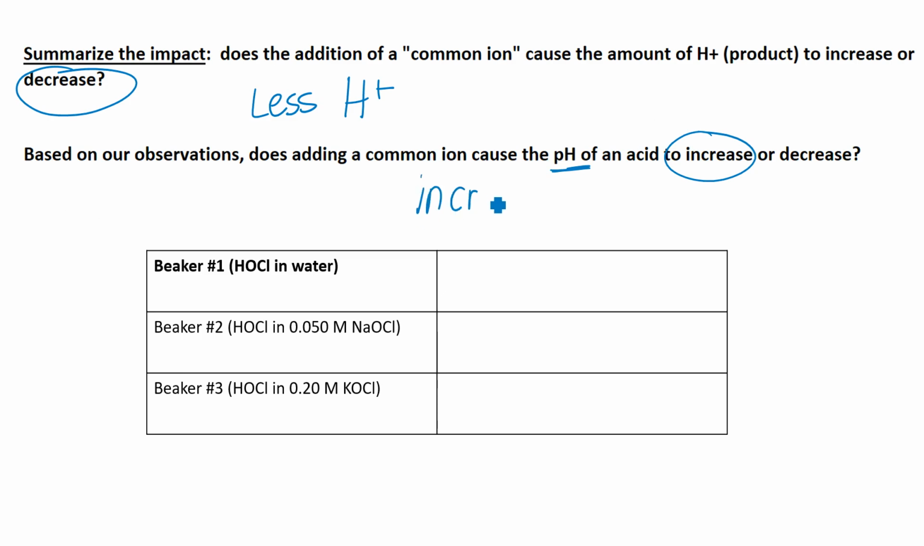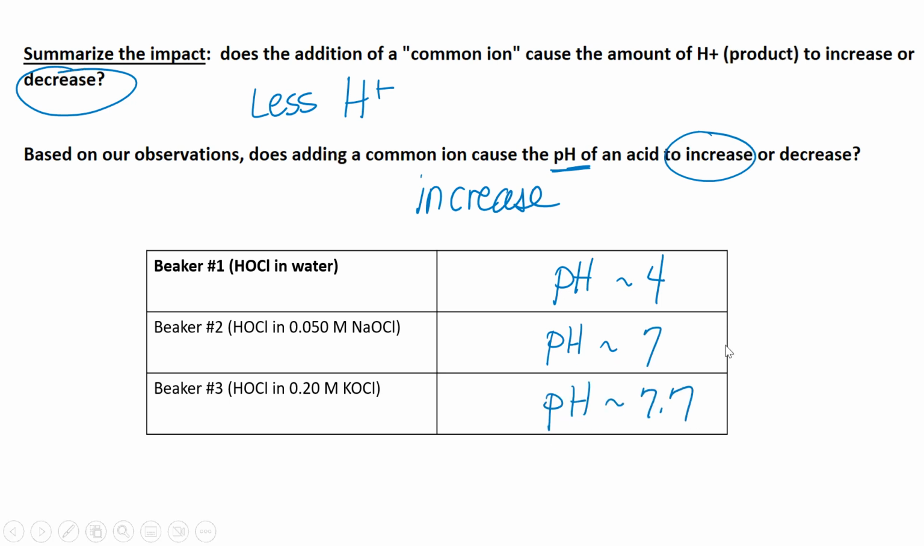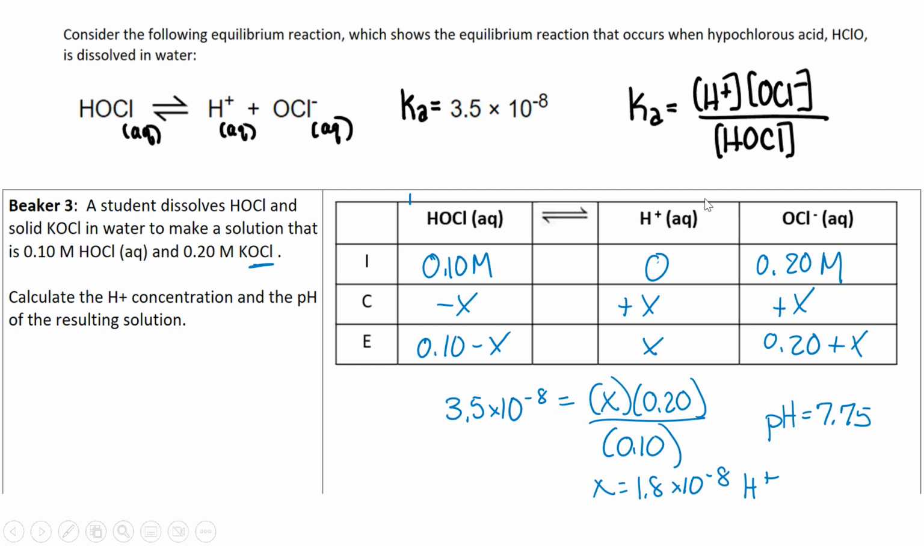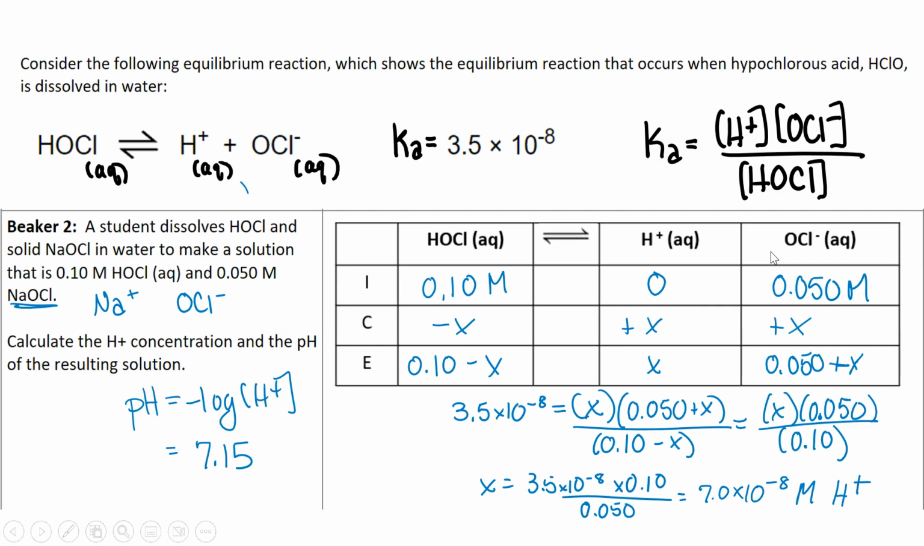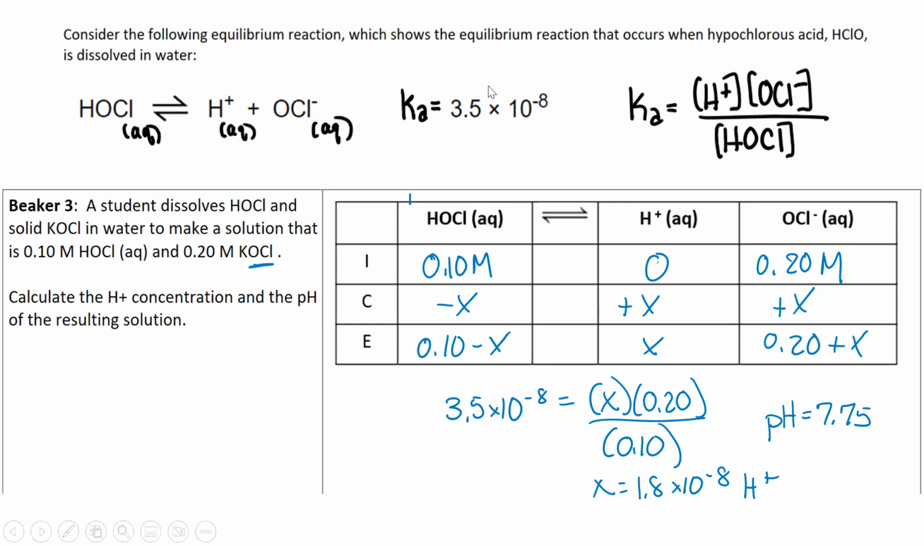Like in our example, the pH of just the acid and water was around 4. When we put in a little bit of common ion, it went to around 7, and here it went to around 7.7. So we see the pH increasing because we're making less and less hydrogen ions in these scenarios. The main idea is that when you have a common ion, you're filling out the initial row knowing you're already starting with some products present in your initial solution. So that's the big impact in terms of our ice chart setup. All right, let me know what follow-up questions you have.